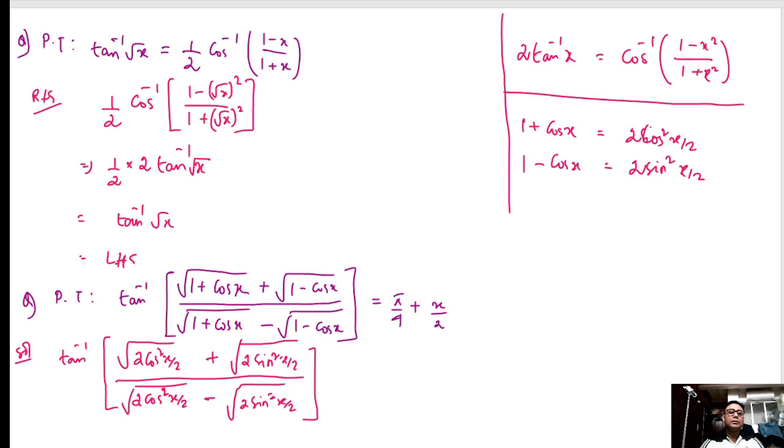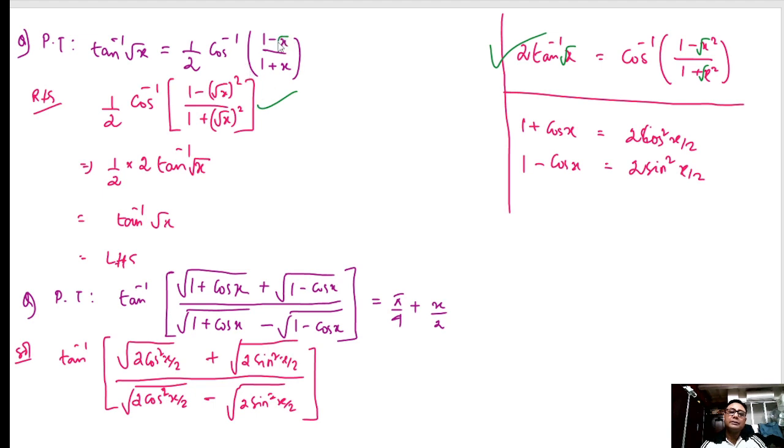Next, prove that tan inverse root x plus 2 tan inverse x is equal to 2 tan inverse of this. So please watch here. 2 tan inverse x is cos inverse of (1 minus x square) by (1 plus x square). This is our formula. Now if I take it as root x, then I can take it as root x square and root x square. So this is what I have written here. This is how you will write here.